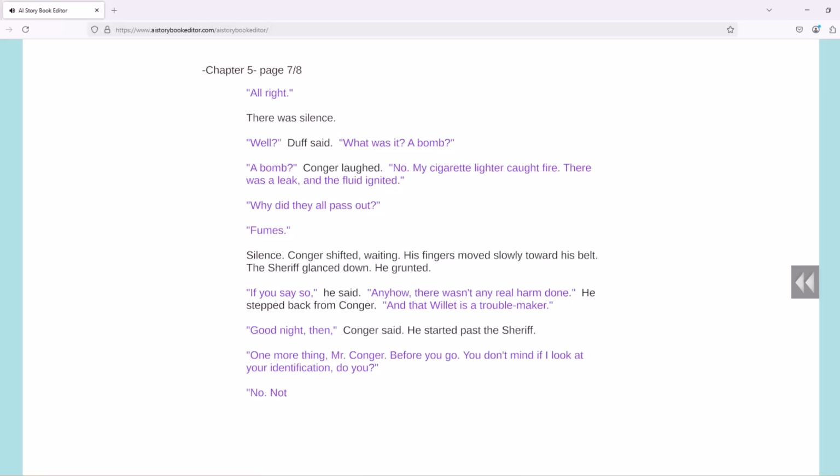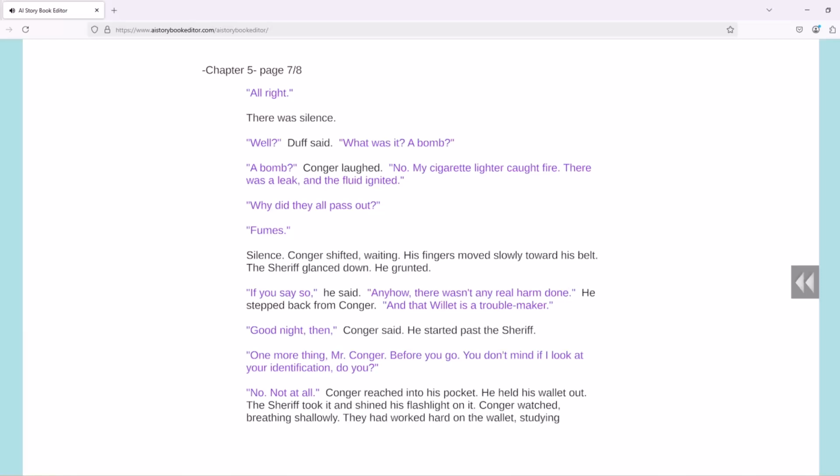"No, not at all." Conger reached into his pocket. He held his wallet out. The sheriff took it and shined his flashlight on it. Conger watched, breathing shallowly. They had worked hard on the wallet, studying historic documents, relics of the times. All the papers, they felt, would be relevant. Duff handed it back. "Okay. Sorry to bother you." The light winked off.